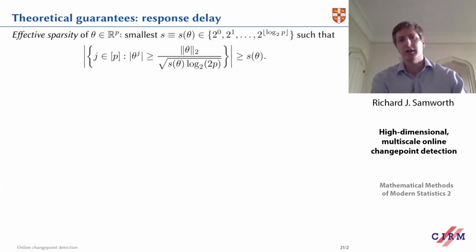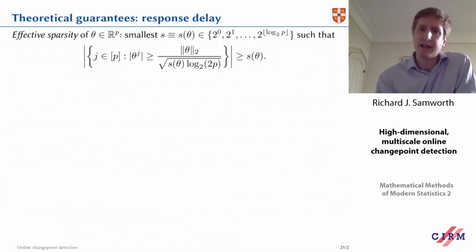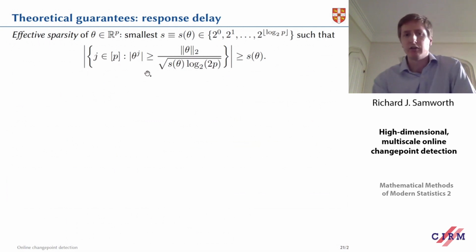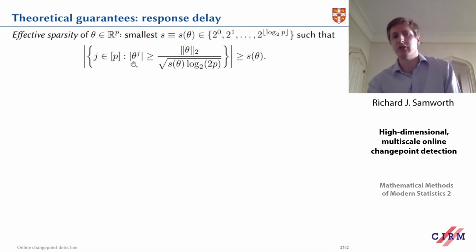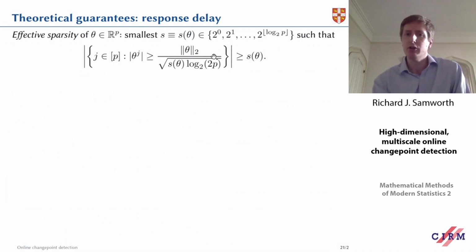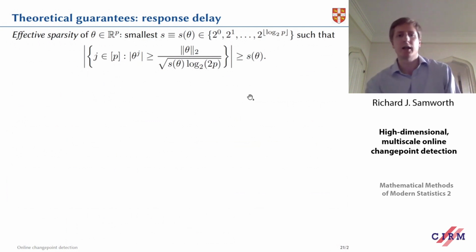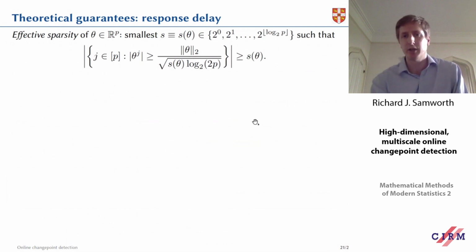In order to talk about the response delay, I need to introduce a notion of effective sparsity. So this is the smallest s, taking values in this dyadic grid, such that the cardinality of the set of coordinates for which the change vector is at least some non-trivial proportion of the overall L2 norm of the change is at least s of theta. So this is pretty similar to the usual notion of sparsity. It's just telling us which coordinates have got a significant change.